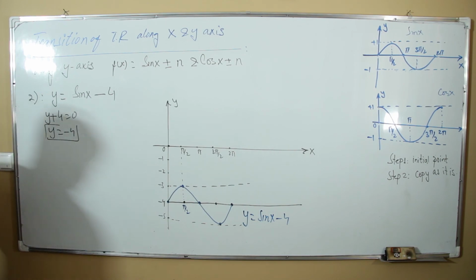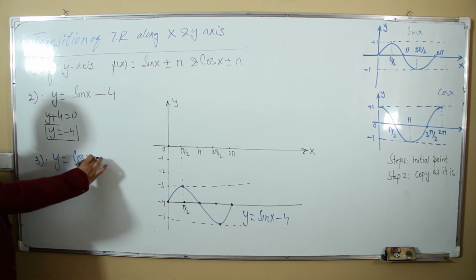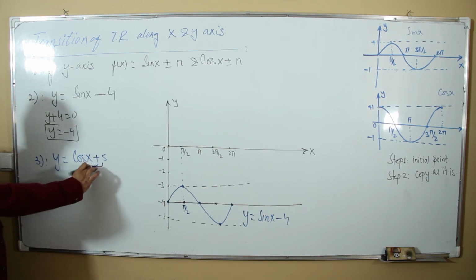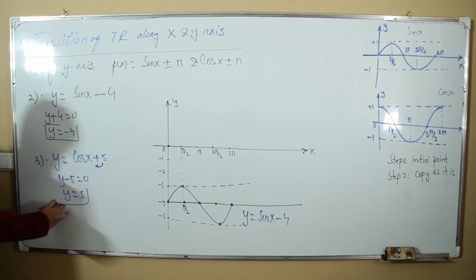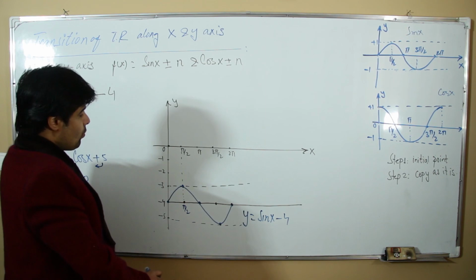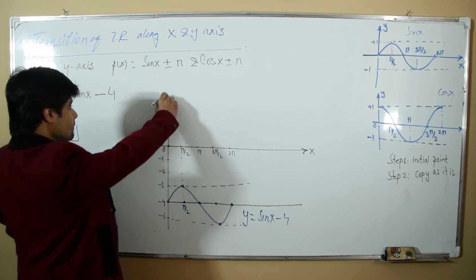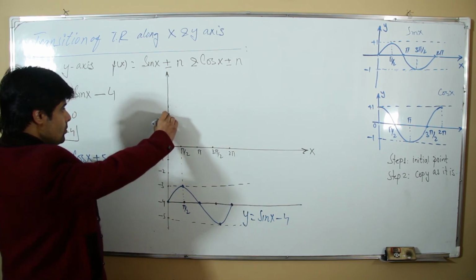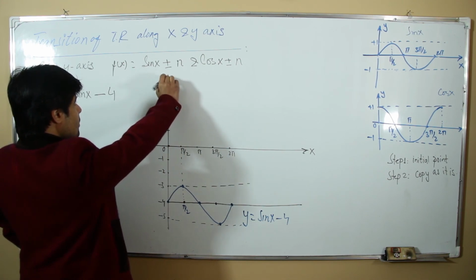Now you can draw the graph of cosine also. Suppose I have y is equal to cosine x plus 5. How can you do it? Put 5 to the left side. Y minus 5 is equal to 0. Y is equal to 5. Now find y equal to 5. This is, suppose, 1, 2, 3, 4. This is 5. Am I right or not?